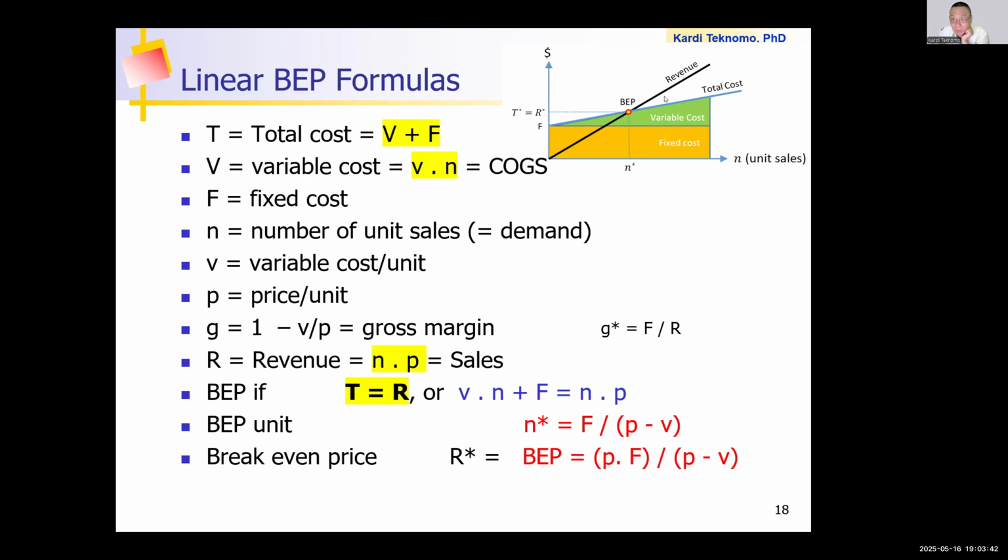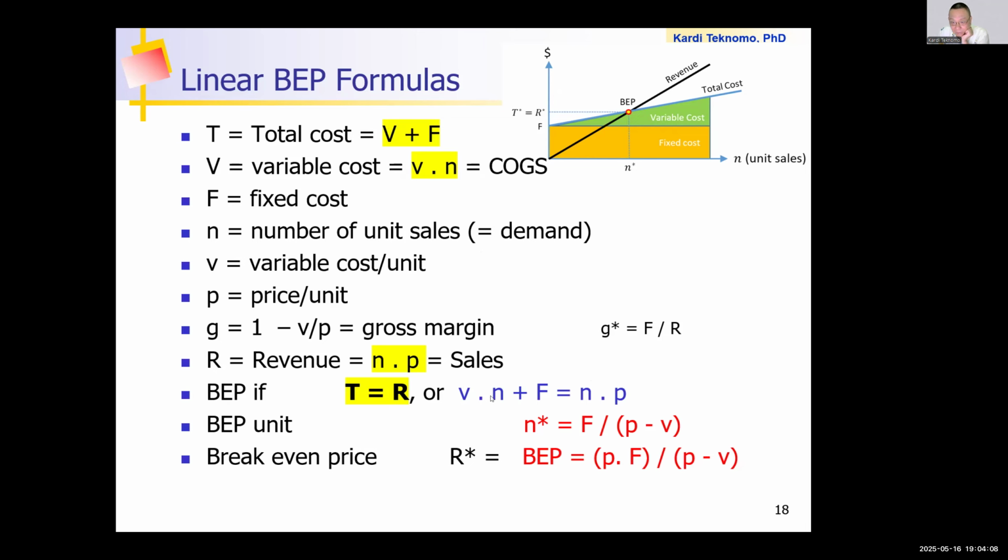BEP happens when the revenue equals the total cost T. But T here is equal to V plus F, right? The capital V here is equal to small v times N. So in that case, I can put this small v times N plus F. So the blue formula here, can you see this?